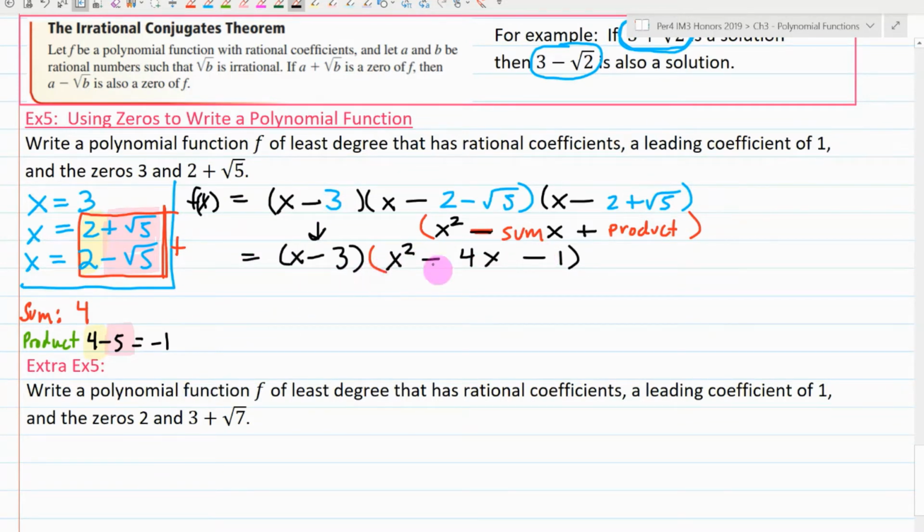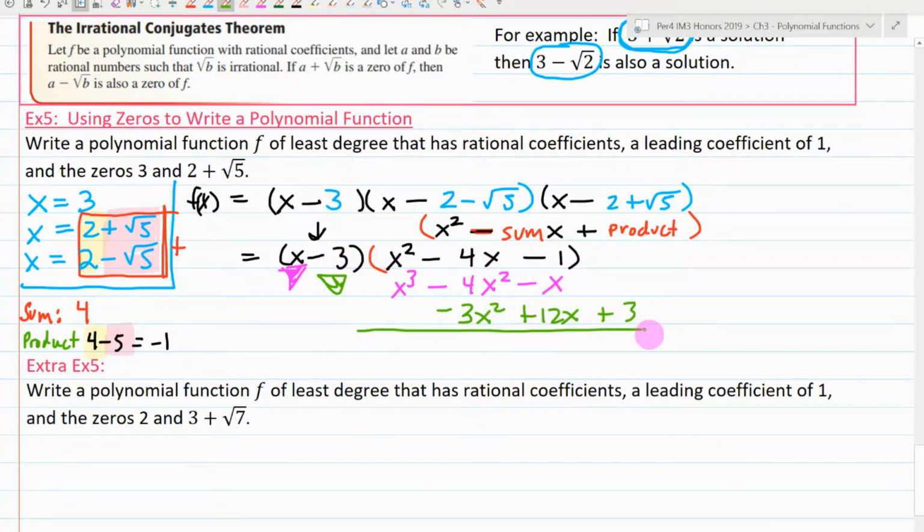When you multiply these two together, instead of using the box, again, you guys can use the box method if you'd like. I'm going to go ahead and distribute this x. So I'm going to multiply x times all of these. It just makes the x power go up by 1. And then I'm going to multiply minus 3 times all of these. So minus 3 times x squared, minus 3 times minus 4x, and minus 3 times minus 1.